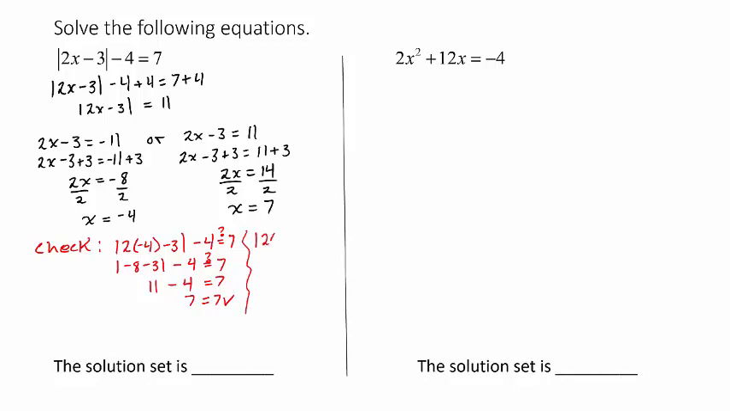Okay, so let's try the other solution of x equals 7. So absolute value of 2 times 7 minus 3, and then outside the absolute value, I'm going to have minus 4 equal to 7. Is this a true statement? 2 times 7 is 14. 14 minus 3 is 11. What's the absolute value of 11? Just 11, right? Subtract 4, do I get 7? Yes, I do. So both of these work. So the solution set is negative 4 and 7.